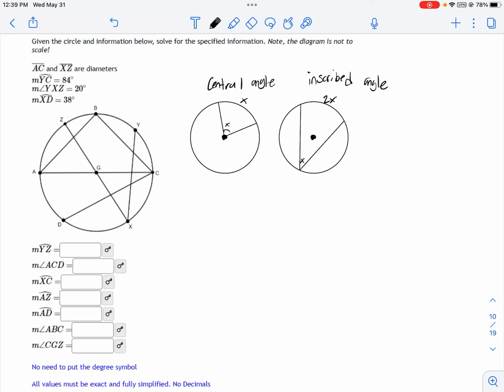Hello and welcome. So we have a circle, we have a lot of information, and we're essentially finding all the measures of the angles and arcs that we can.